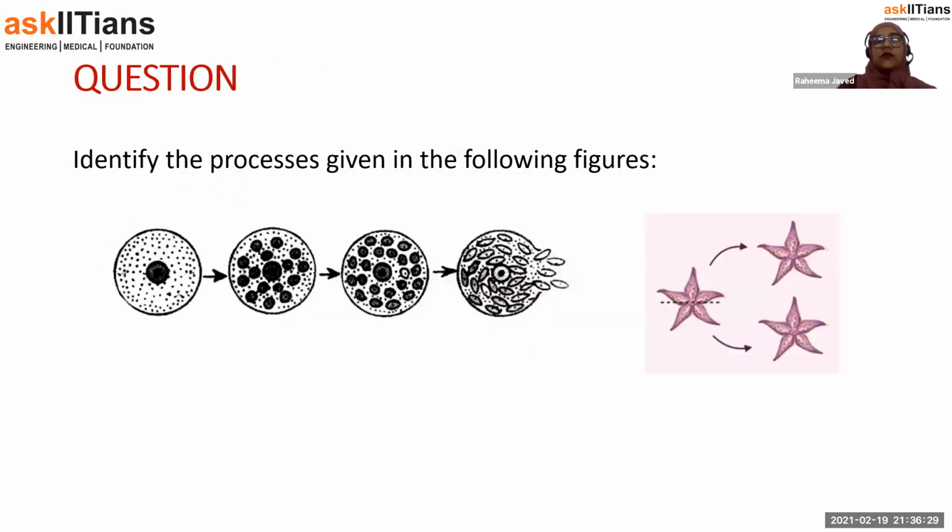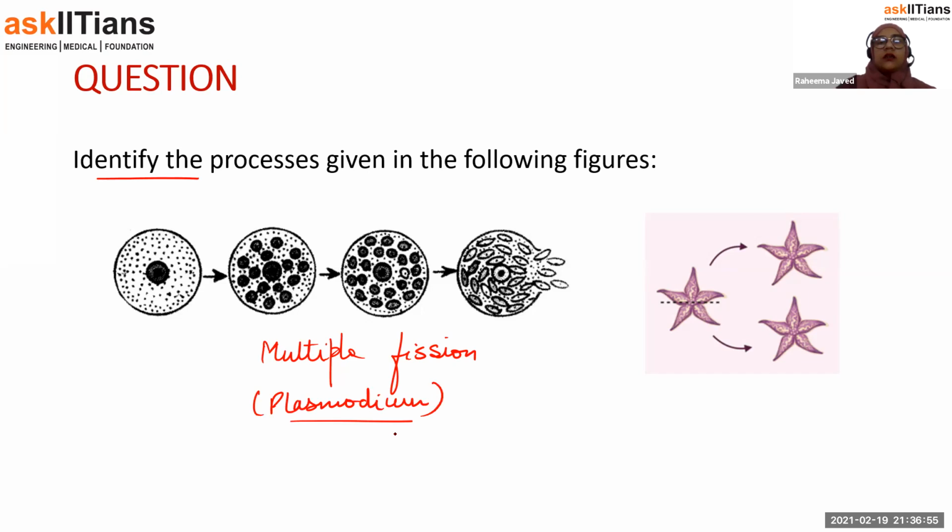With this, we are going to start with the questions. In the first question, you have to identify the processes given in the following figures. The first figure is of multiple fission. If you're thinking multiple fission, then you're correct. I'm writing the examples also in the bracket. This occurs in Plasmodium, and this is regeneration, and regeneration occurs in starfish. Let's move on.